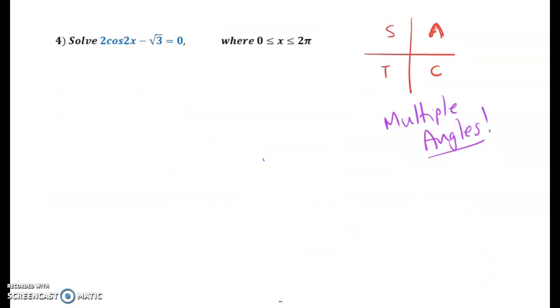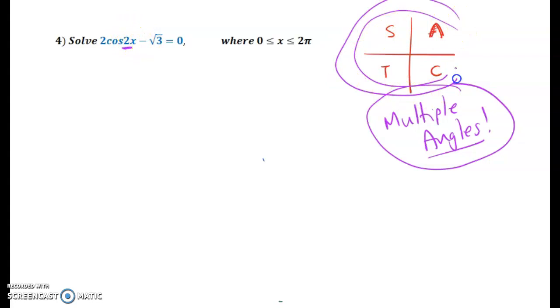Now in this question it says solve 2 cos 2x minus root of 3 is equal to 0. Now because I have this 2x here, this means that this is actually multiple angles, right? So whatever value is in front of the x, that is how many revolutions you're going to go. So if there was 2x, like in this case, I would go around once and then I'll go around again. So I may get double the amount of answers as before. If it was 5x instead, again, I will do 5 revolutions.